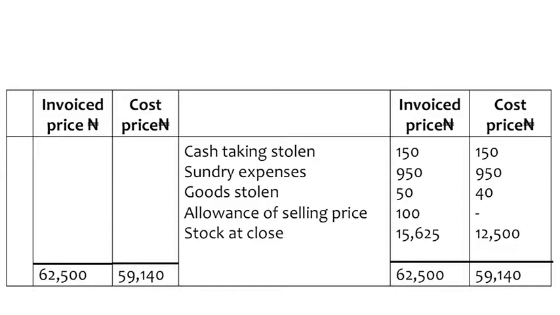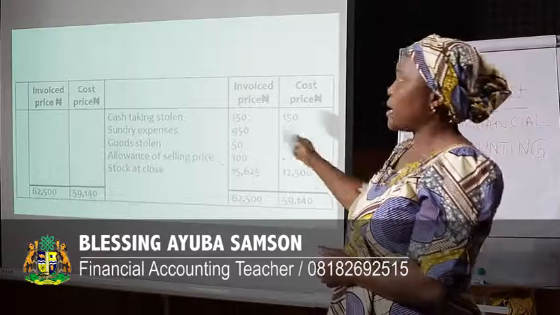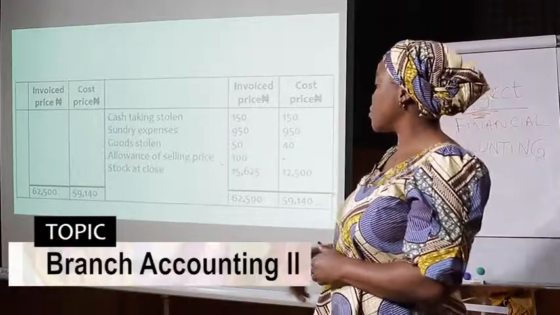Then, at the end of this, we have a gross profit, which is 12,500. If you look at the other side of the account, you can see that it is higher than this side. So there's a gross profit. Anytime your credit side is lower than your debit side, you have made a gross profit. And this is the balance of our account.